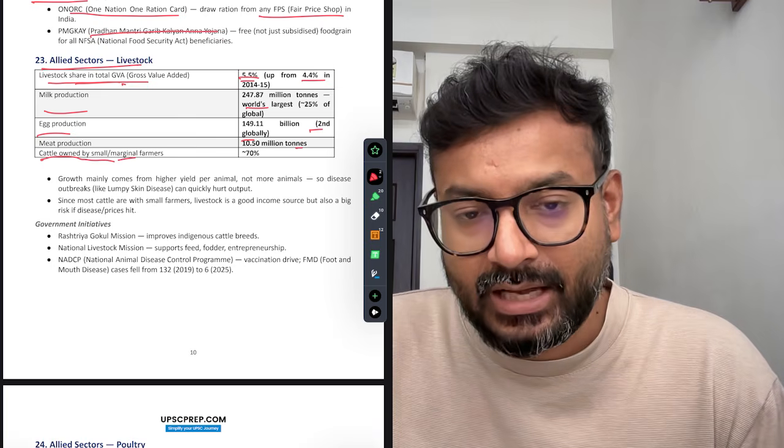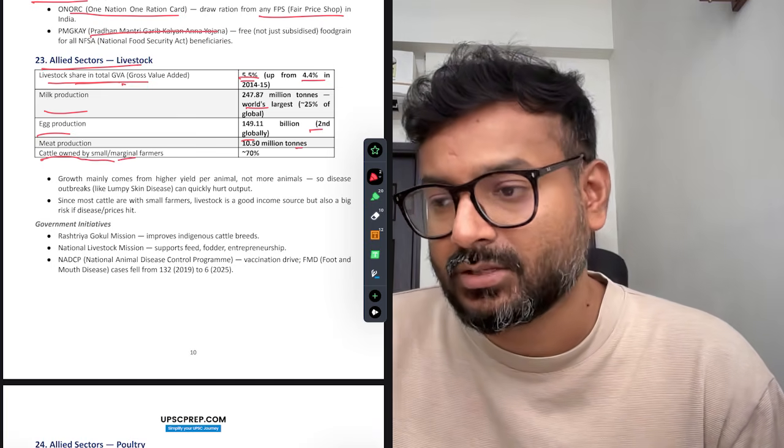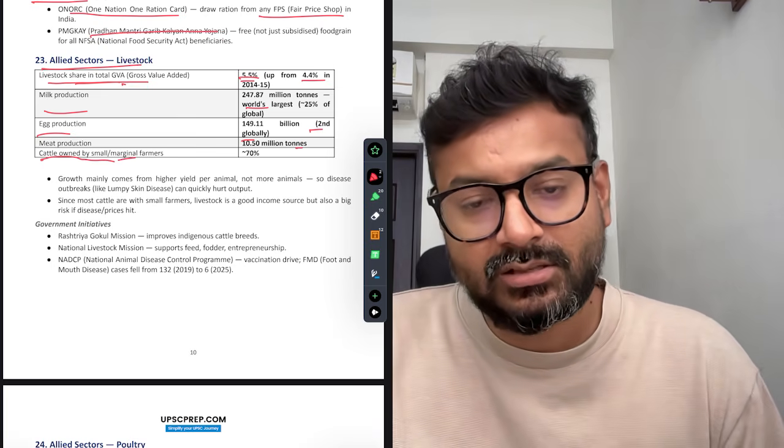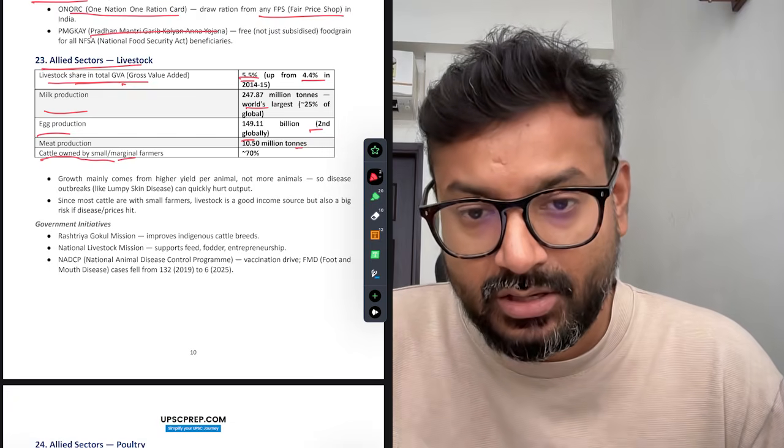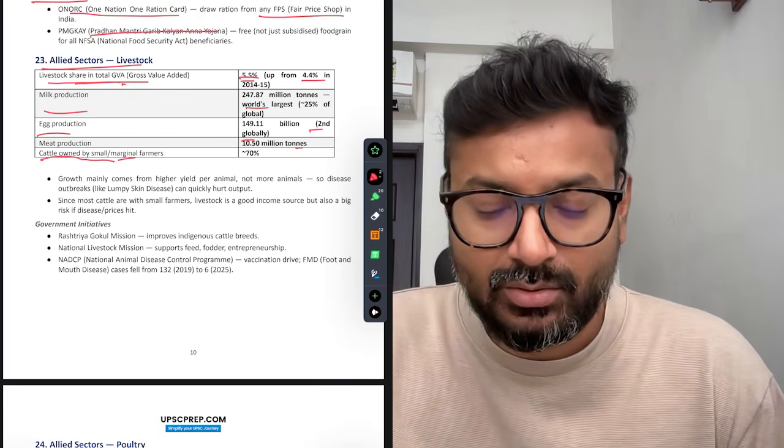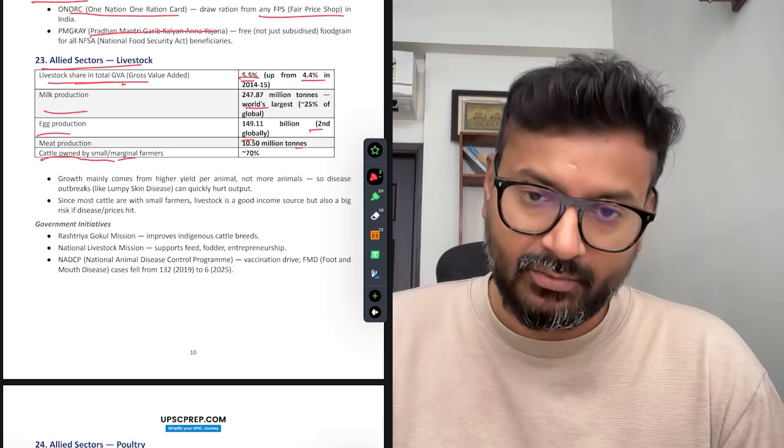So 70% of the cattle are owned by small and marginal farmers, which is good because it is an additional source of income. It is a source of insurance for them. They can pledge their cattle and get loans. So a lot of benefits from owning cattle.